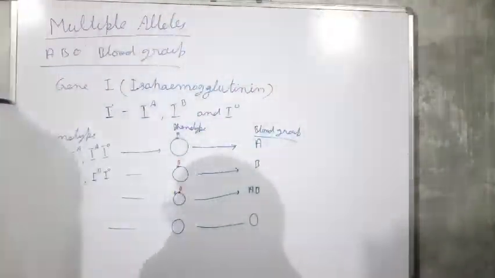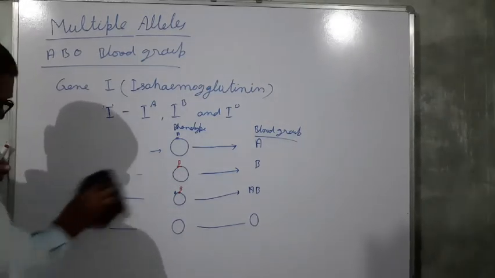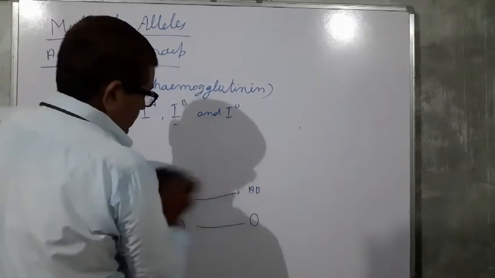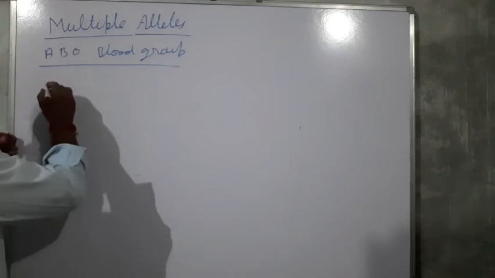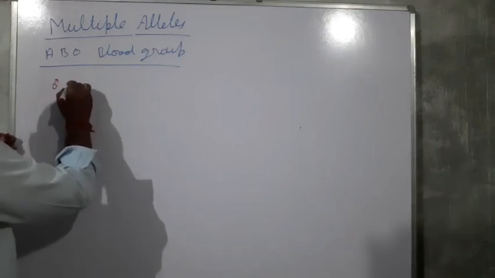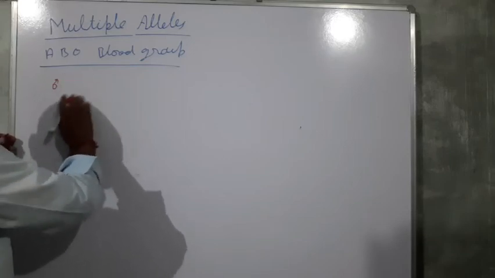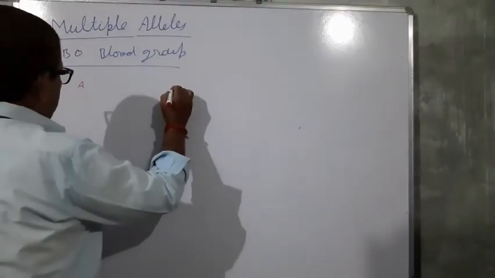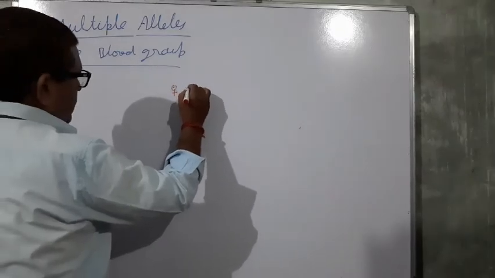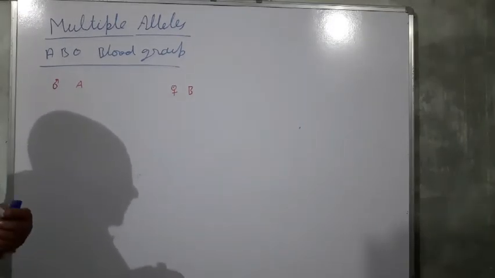Suppose one situation comes, as sometimes questions come in our examinations: the father has blood group A and the mother has blood group B. What are the possibilities of the blood group of the individuals?